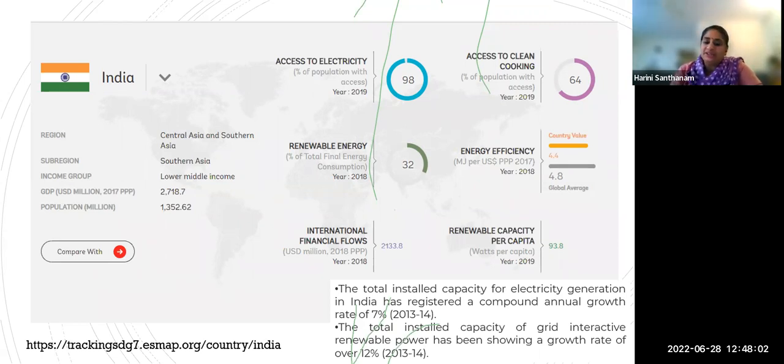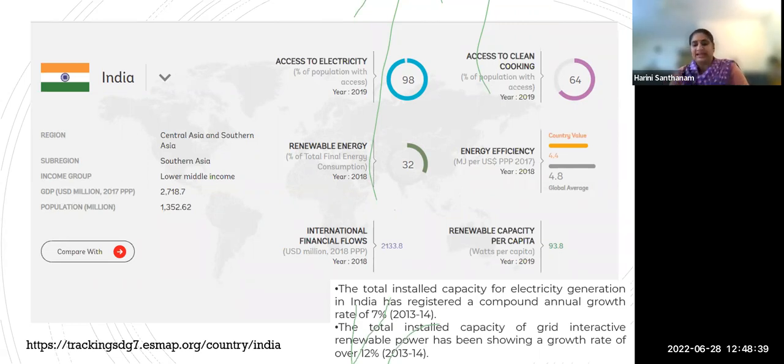The international financial flows were also very huge, about 22,000 plus million US dollars in 2018. And the capacity per capita for renewable energy also rose in 2019 to about 94%. So the total installed capacity for electricity generation has a compound annual growth of about 7% from 2013-14, and the total installed capacity of grid interactive renewable power has also been showing a growth rate of 12%.